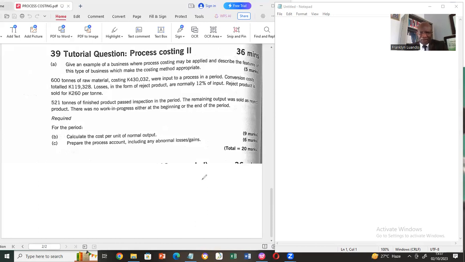Rejected products are sold at 260 per ton. And then 520 tons of finished products pass through inspection in the period. The remaining output was sold as reject produce. There was no work in progress either at the beginning or at the end. So now we are looking at process costing without work in progress. So the first thing to do is to find the normal loss.